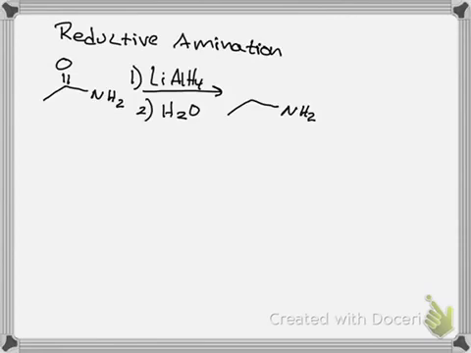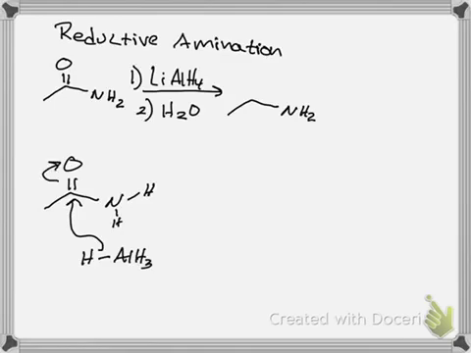Mechanistically, this one is a little wonky, but let's work our way through it. So, we've got this as our amide. Here's our reducing agent. Nucleophilically attacks the carbonyl carbon, opens up the carbon-oxygen pi bond. This is not a reversible step, which puts you here. And that oxanion is actually going to form a covalent bond onto the aluminum.